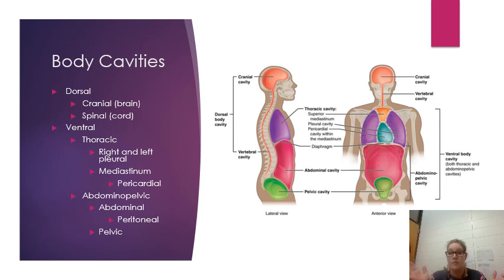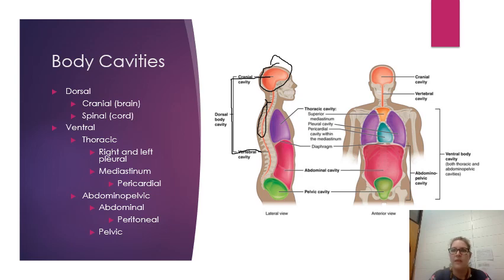Okay, so what does all this mean? First of all, you've got your dorsal cavity. Your dorsal cavity is going to be this entire body cavity right here. It's going to contain a couple of smaller cavities, which are your cranial cavity and your spinal cord.